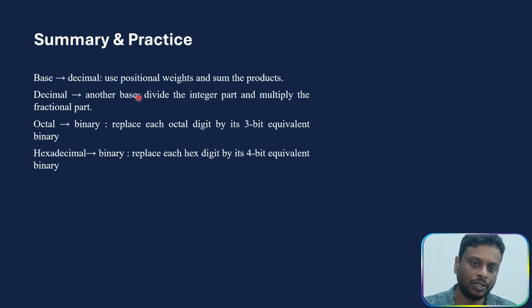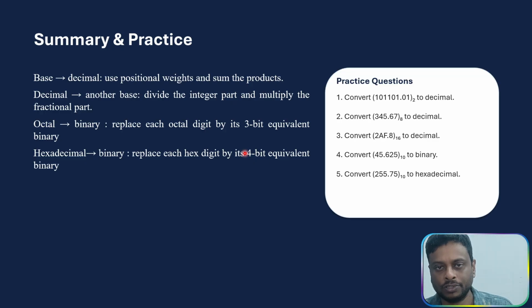So we have checked what the base of the number system is. Then we used the positional weights and summed the products. This is how we convert any base number system to decimal. Then for decimal to any base, we divided for the integer part and multiplied for the fractional part. Similarly, for octal to binary, we replace each octal digit by its 3-bit equivalent binary. For hexadecimal to binary, we replace each hexadecimal digit by its 4-bit equivalent binary. Okay. So we have some practice questions you need to do.